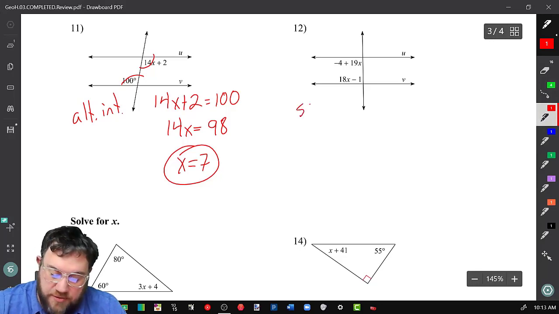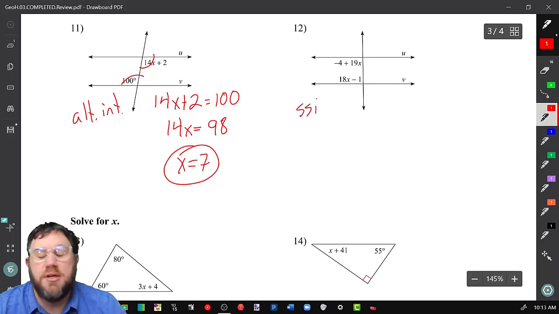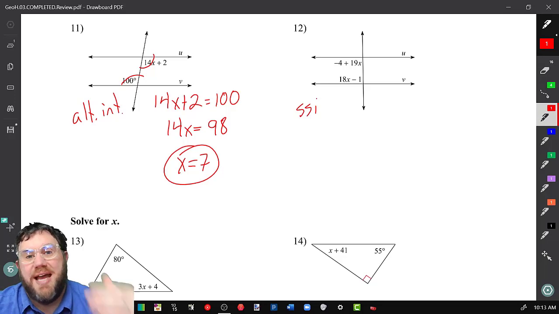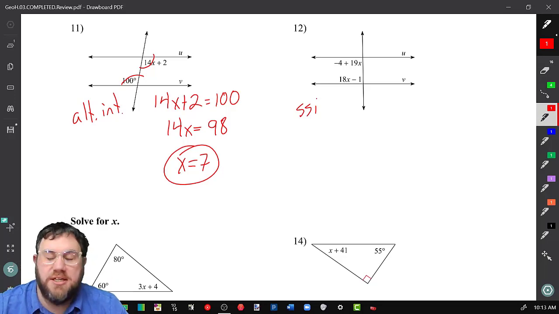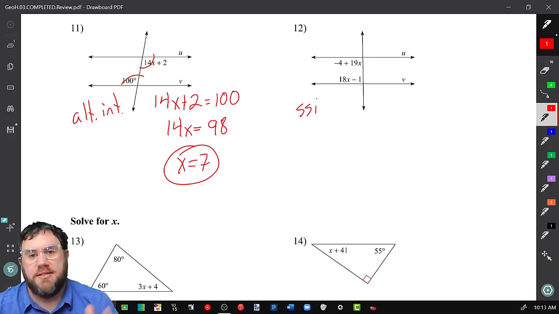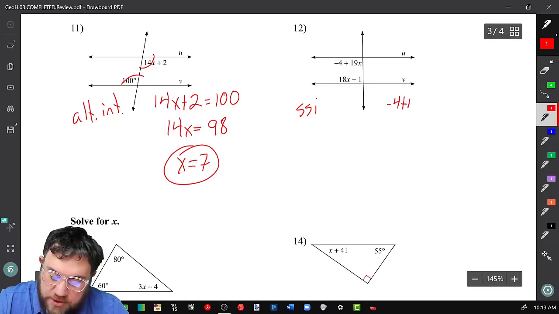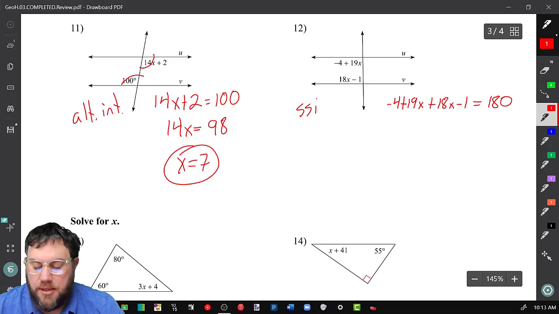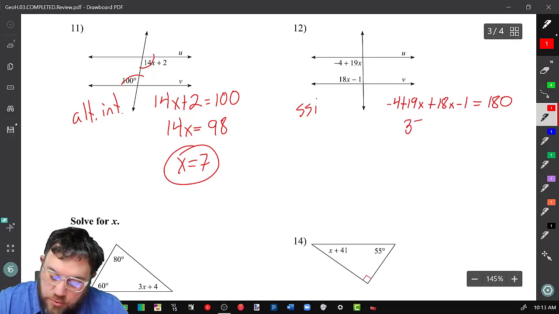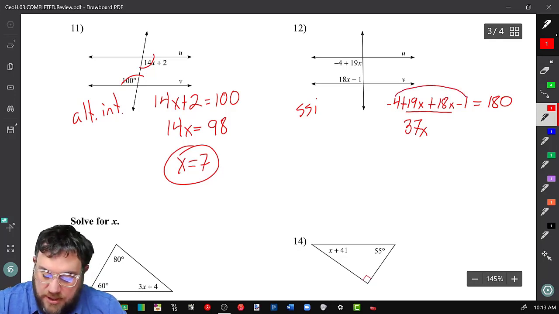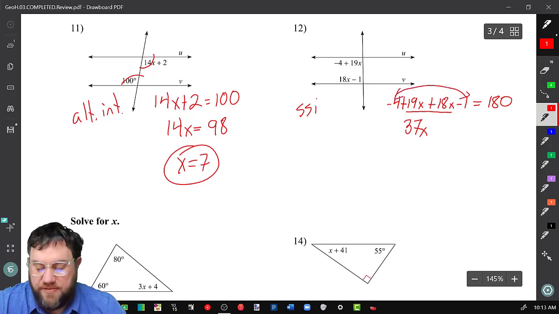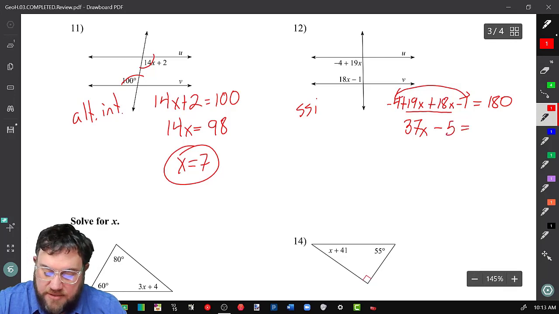On number 12, these are same side interior. These are the special ones, remember, that add up to 180. So we need to set these up so that they add together to get 180. So negative 4 plus 19x plus 18x minus 1 equals 180. Combine like terms. We've got 37 x's total, and then we've got a negative 4 minus 1, so we've got minus 5.